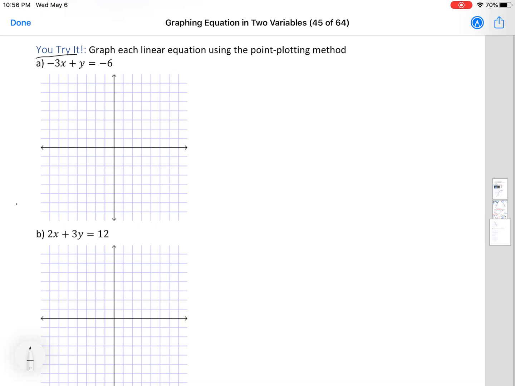Alright, I'll let you try it. Right now is a good time to pause the video so you can give yourself plenty of time to give it a try. Once you're done, unpause it and we'll work this out together.